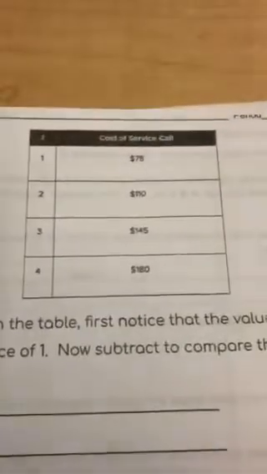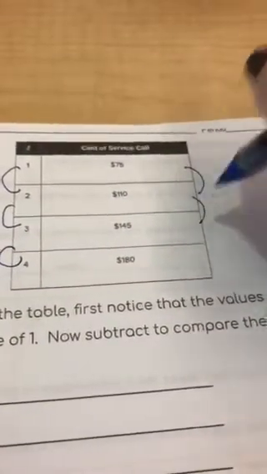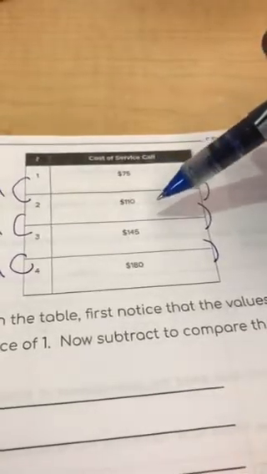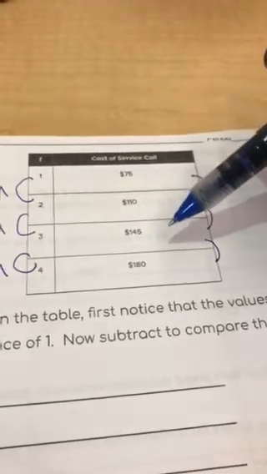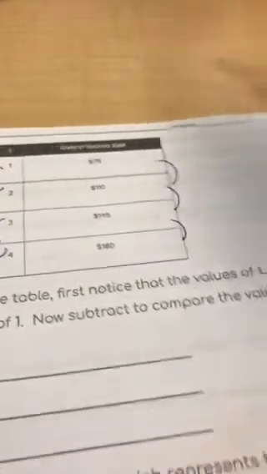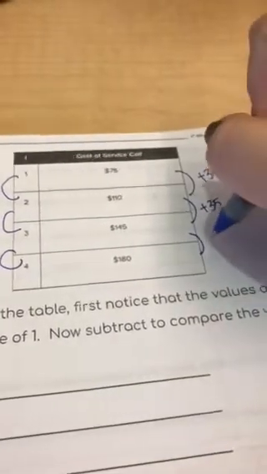Remember yesterday we talked a little bit about slope. So I notice that these all go up by 1s. And then I have to notice what my cost goes up by. So 75 to 110, 110 to 145, 145 to 180. So you should notice that they go up by 35s.